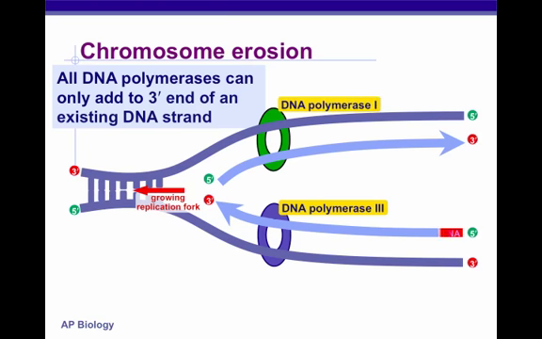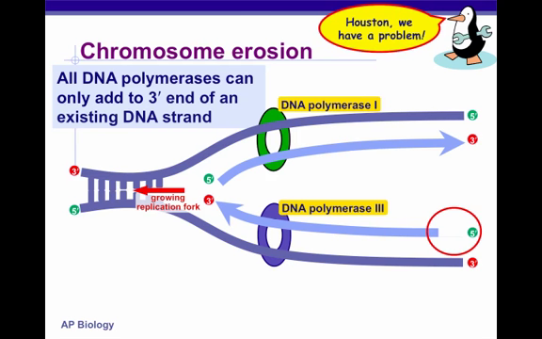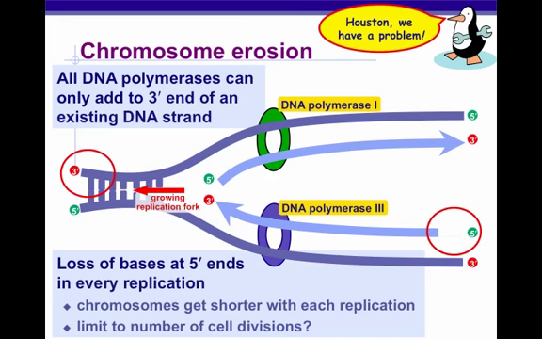So again, you have your DNA polymerase 1, but down here on the leading strand, we have a segment that we can't reproduce because the DNA polymerase 3 can't add to such a small segment. So what happens? Well, from the 3', there's a loss of bases at 5' ends in every replication. Chromosomes get shorter with each replication, and this limits the number of cell divisions. All right, well, it seems like we're losing DNA, essentially, every time we replicate our DNA or our cells.